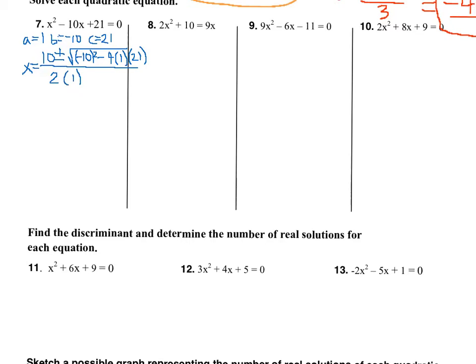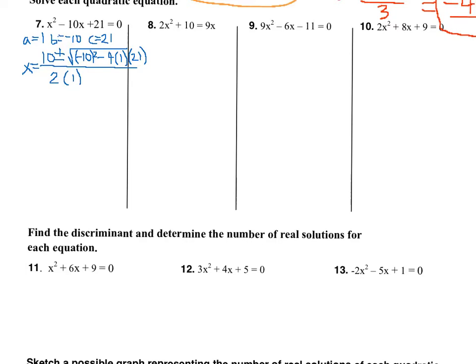All right, now I need to start reducing. The first thing I'm going to reduce is this here, which remember is our discriminant. You guys got so good at reducing that. So I'm going to figure out what my discriminant is. I have 10 squared, which is 100, and I'm subtracting 21 times 4. So I get 16. So let's rewrite this and simplify.